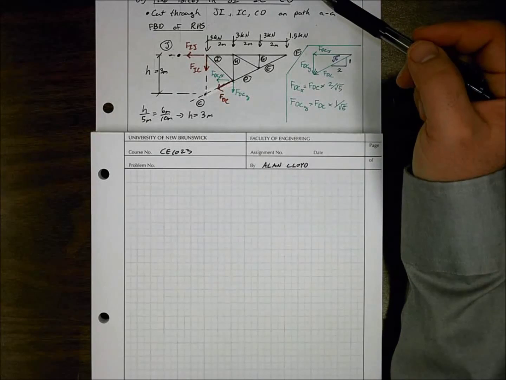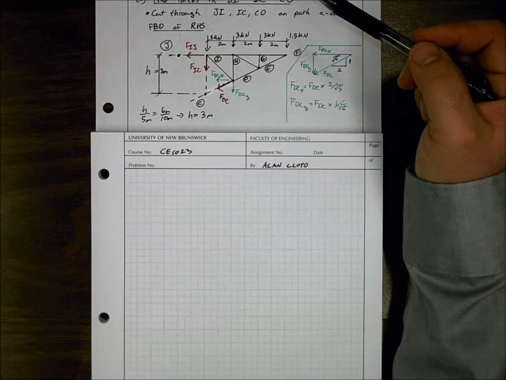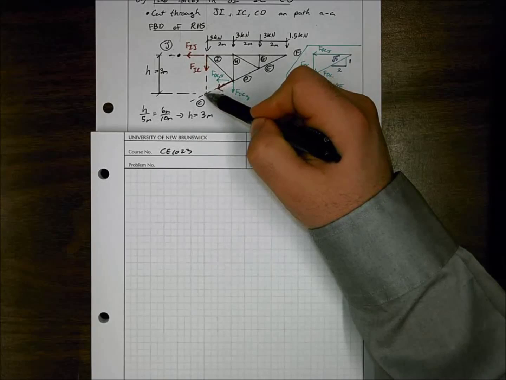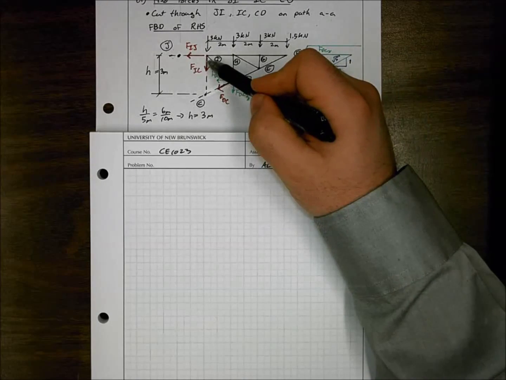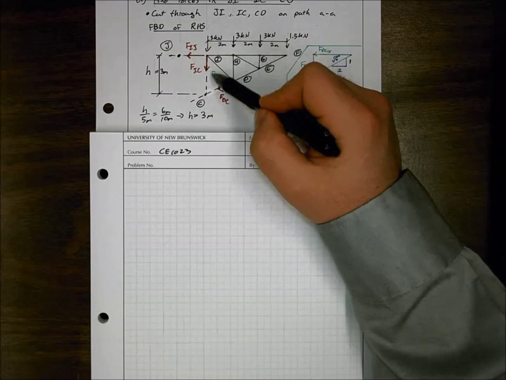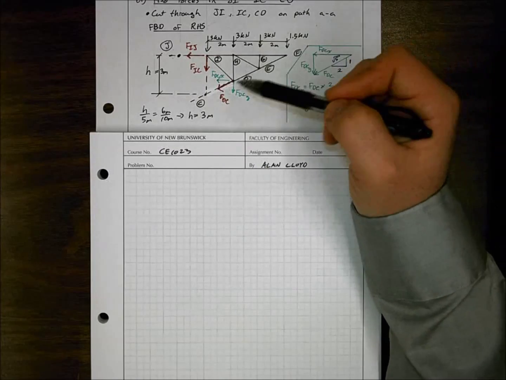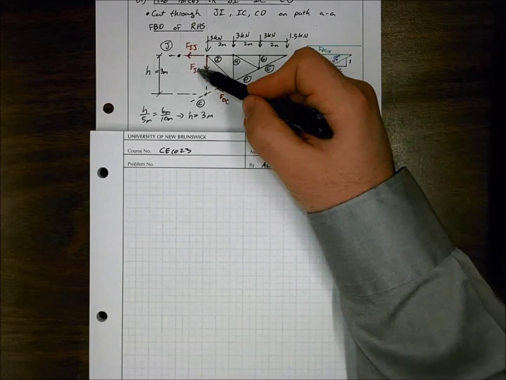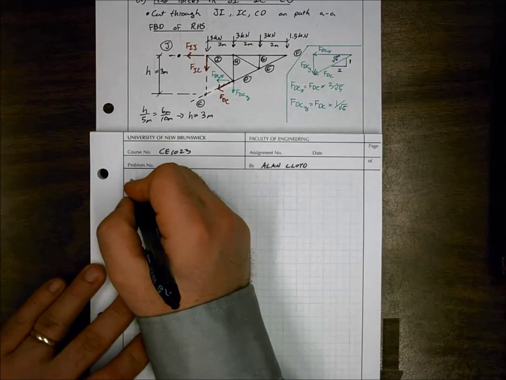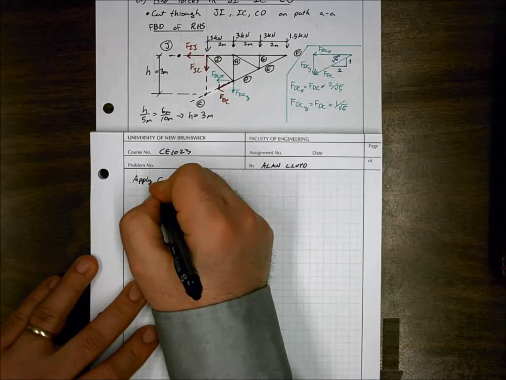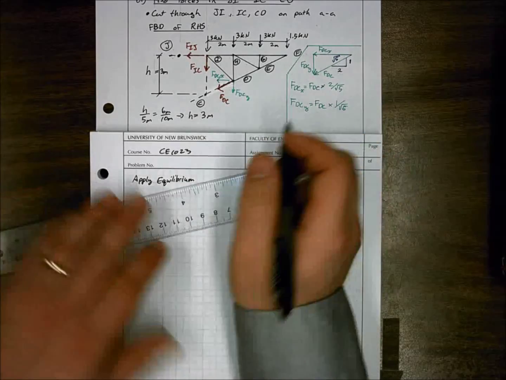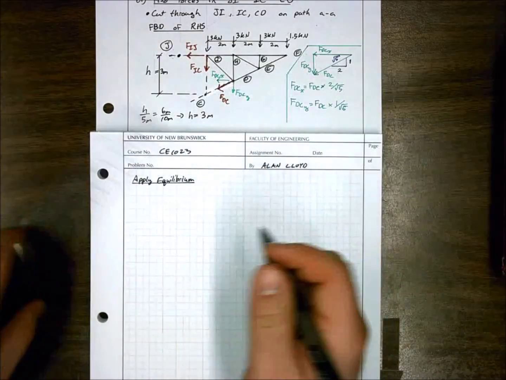However, if we strategically take moment equilibrium about a point, we can reduce some of our unknowns. So I chose to take moment equilibrium about point C. Then we have FIC traversing through that point and FDC traversing through that point, along with this 3 kilonewton force here. So this means that our moment equilibrium equation will not contain these 2 unknown forces because their moment arm will be 0. So let's apply equilibrium, and we have 3 equations to work with. That means we can find 3 unknowns.